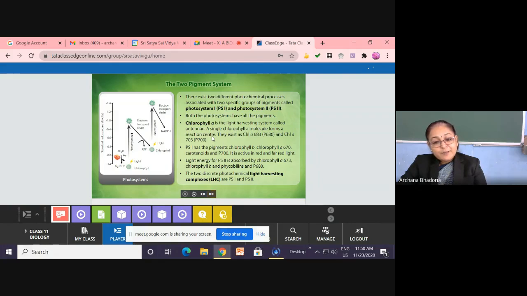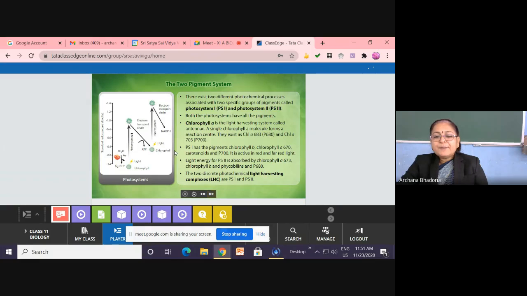This word we will be using again and again, children. Remember that the group of chlorophyll pigment molecules we call a photosystem or pigment system. In the pigment system many chlorophyll pigment molecules will be there, and one particular pigment molecule will have the reaction. That is why we call it the reaction center. So it exists as chlorophyll A, that is P680, and the chlorophyll A P700. P700 and P680, we call them the reaction centers.